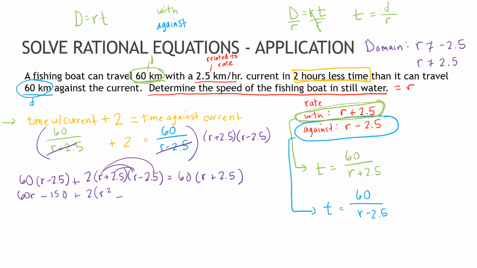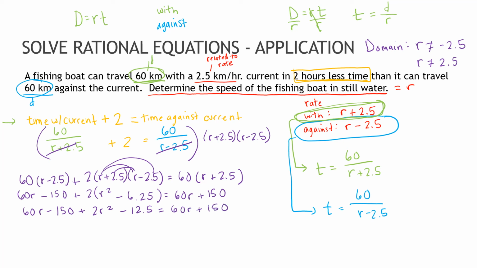Minus 6.25 equals 60r plus 150. And now I'm going to distribute the 2. So 2r squared minus 12.5 equals 60r plus 150.